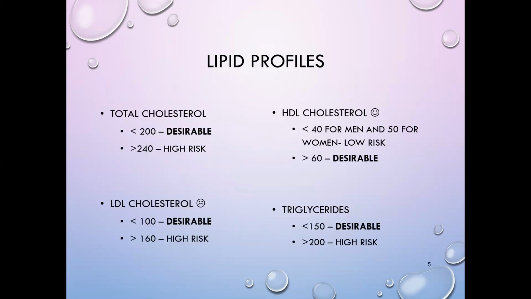Then we have our HDL, or happy, or highly desirable, or high dollar, however you want to think of it. Cholesterol, if that's less than 40 for men and 50 for women, you're considered high risk. And if it's greater than 60, it's considered desirable. So this is the one that we want the higher numbers on, because we want more of them. And then there's the triglycerides. Less than 150 is considered desirable or normal, and greater than 200 is considered high risk.